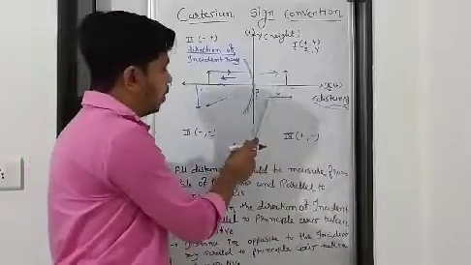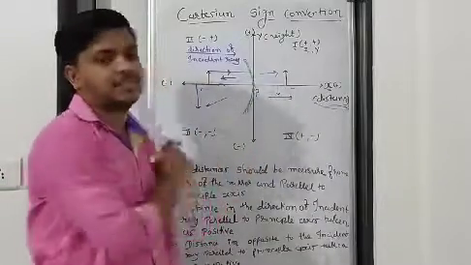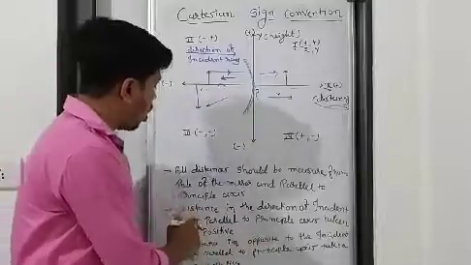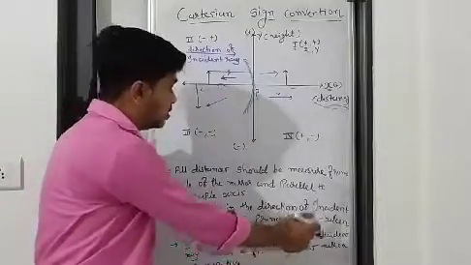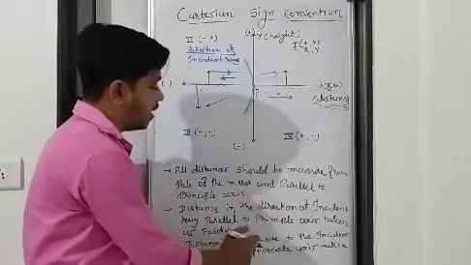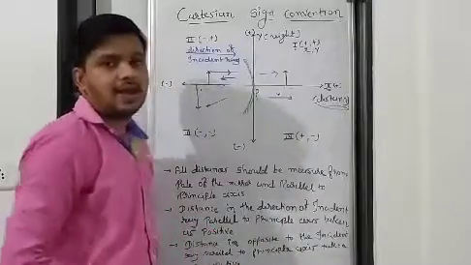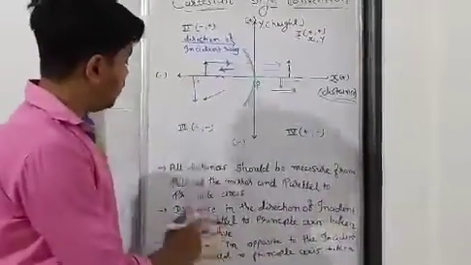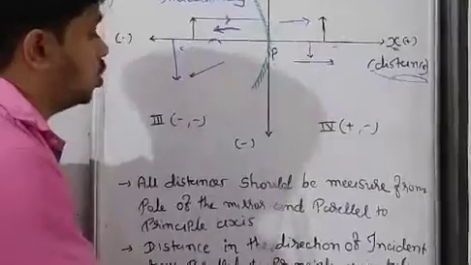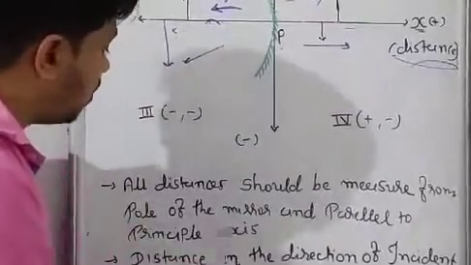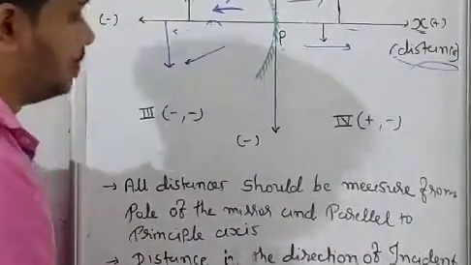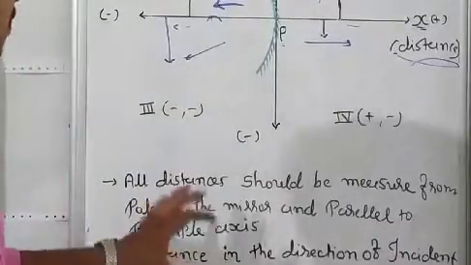Right? So from the pole and parallel to the principal axis. The first one is that all the distances should be measured from the pole of the mirror and parallel to the principal axis. Understand? Here is the first one.